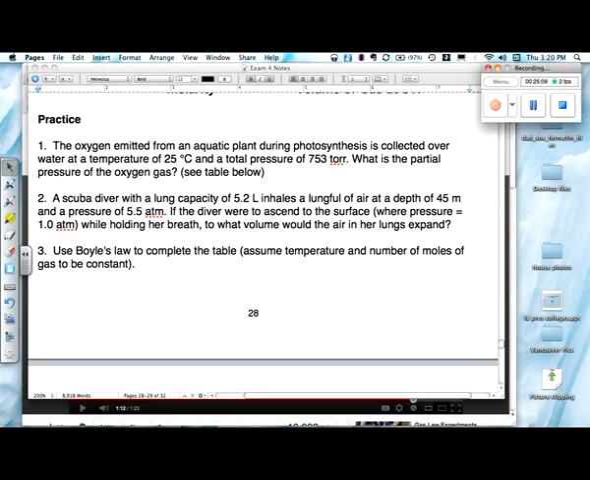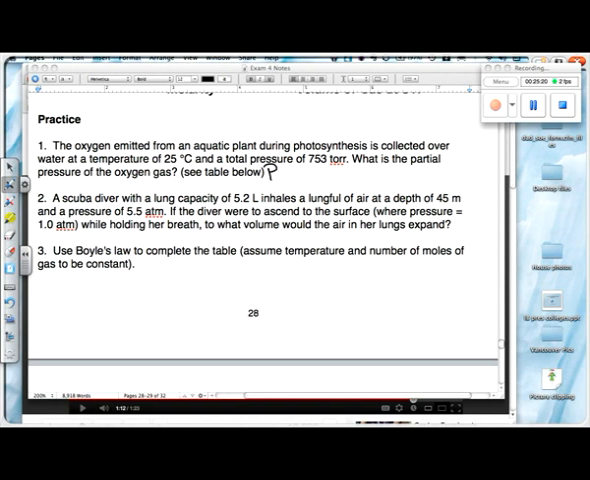All right, this first question. The oxygen emitted from an aquatic plant is collected over water. Total pressure is equal to 753 torr. What is the partial pressure? So we have two gases here. This is Dalton's law of partial pressures. That kind of was the giveaway there. We have pressure of oxygen and pressure of the water. Okay, so water vapor in the air.